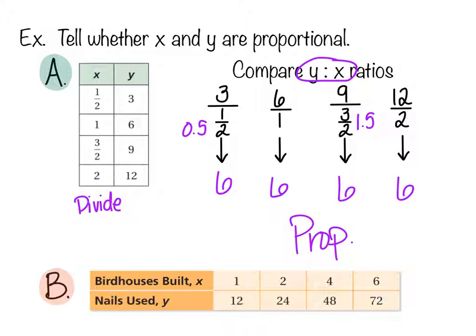Dividing is the easiest method to use here because using cross products, you'd have to check so many different ones that it's simpler just to divide the four ratios together.